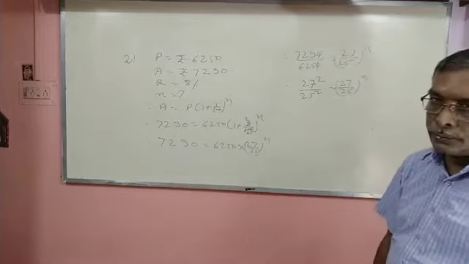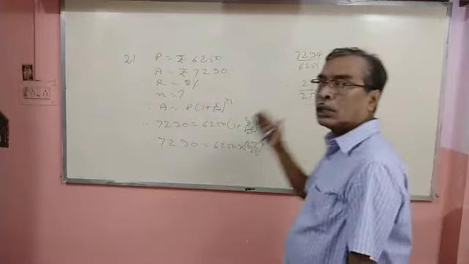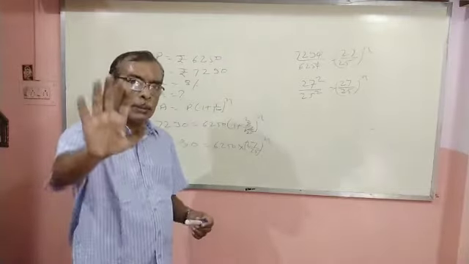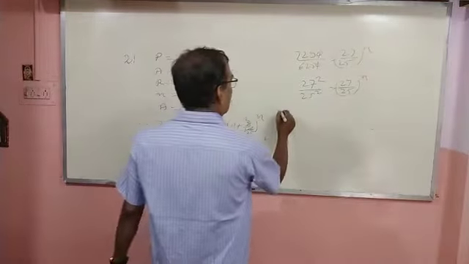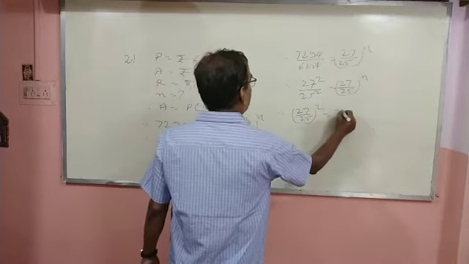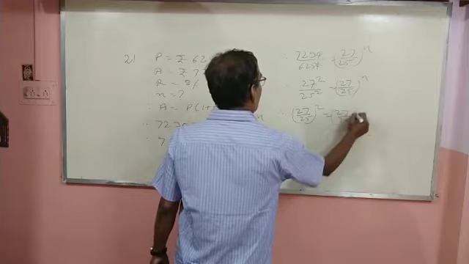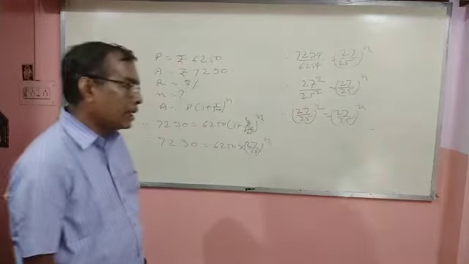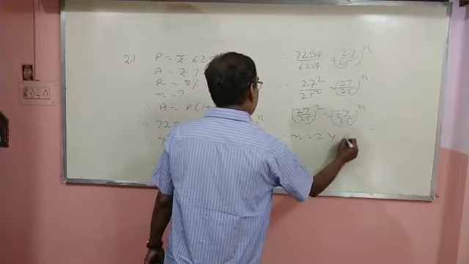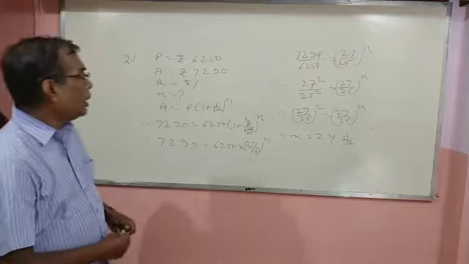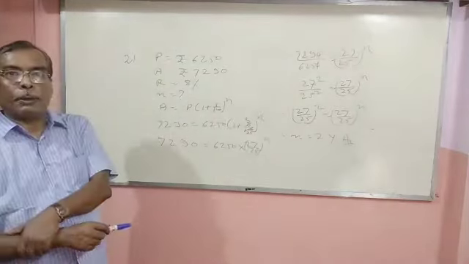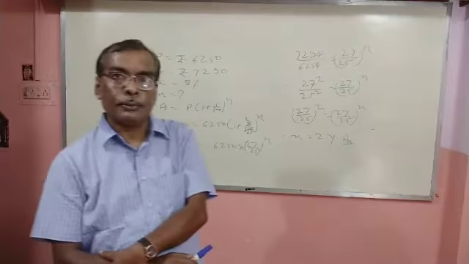Suppose it is not coming like this, then what to do? Then obviously it will be a difficult part. This type of question will not come. So 27 by 25 whole power 2 is equal to 27 by 25 whole power n. Because the bases are equal, the powers will also be equal. So n is equal to 2. So the time is 2 years. In 2 years, this 6250 becomes 7290 at the rate of 8% per annum. I think it is clear.